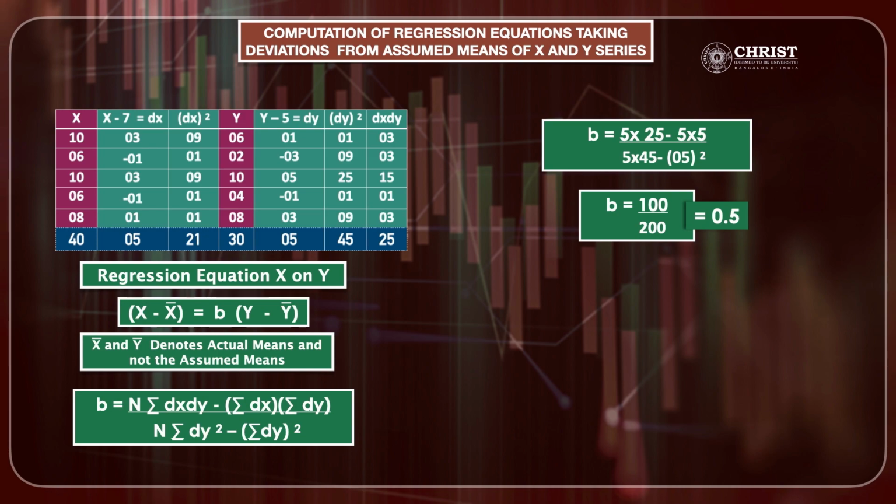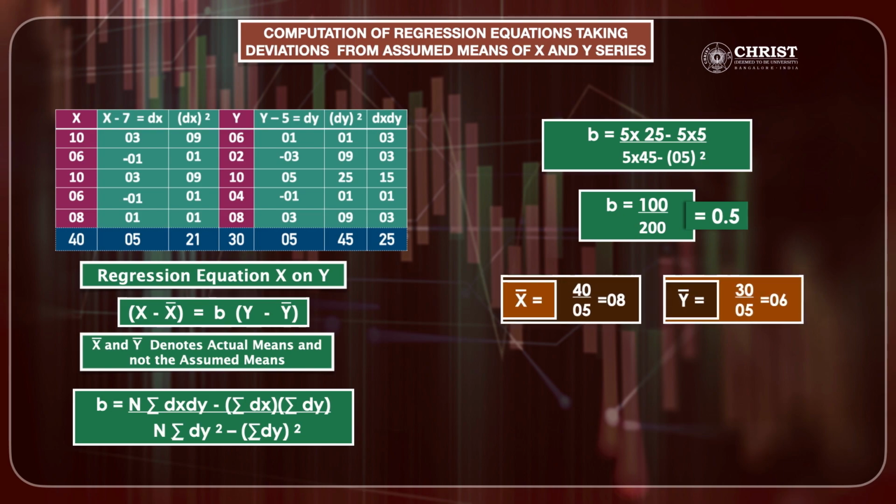Now you have to calculate actual mean of x and actual mean of y. So x bar is equal to 40 divided by 5, that is equal to 8, and y bar is 30 divided by 5, that is 6. Now you have to substitute the actual mean values in the equation.